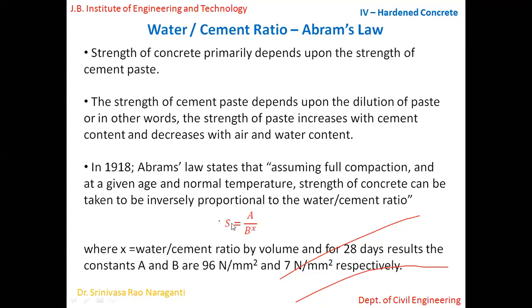So that means when S is inversely proportional to 1 by B power X, I'll take A as one more constant. So S is equal to A by B power X. That means A and B are both constants. And for 28 days strength of concrete, usually A and B values are taken as 96 and 7 Newton per mm square respectively. Again, X is a factor which is nothing but the water cement ratio. So you can find out the strength of the concrete based on your water cement ratio.